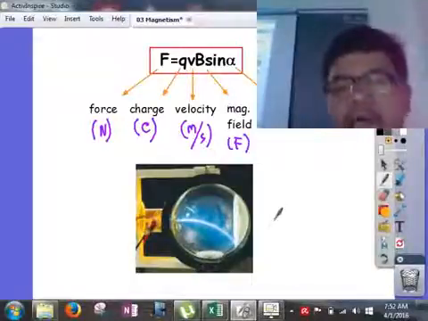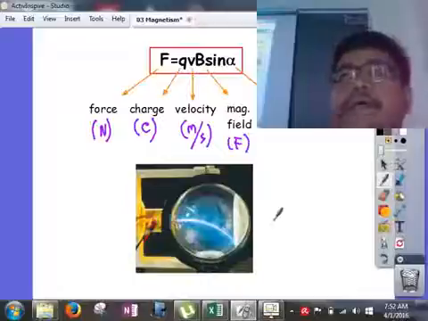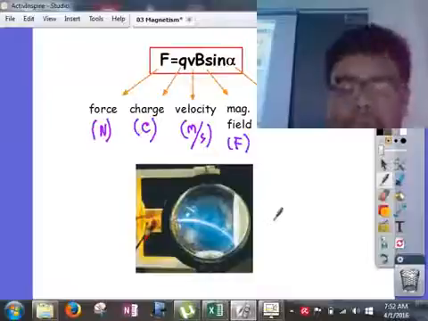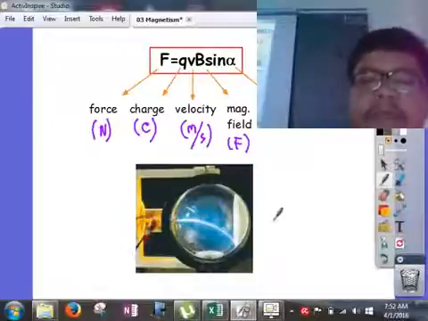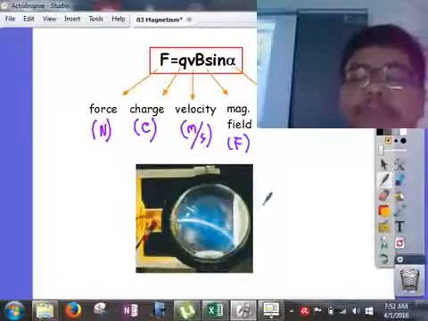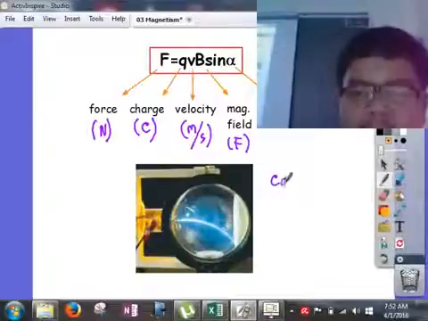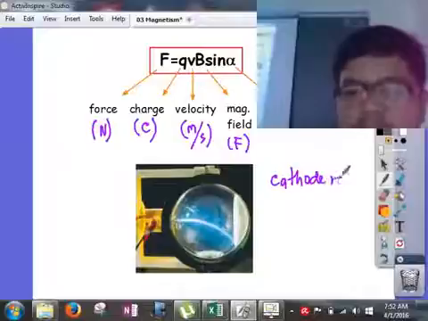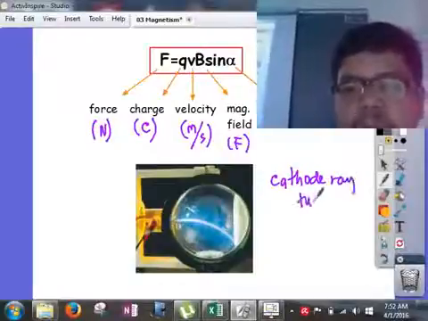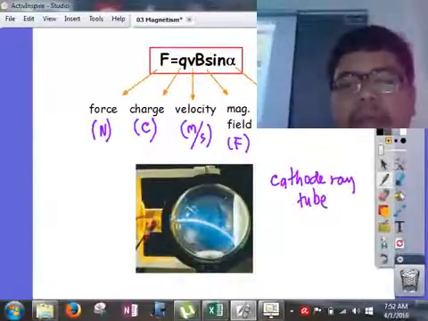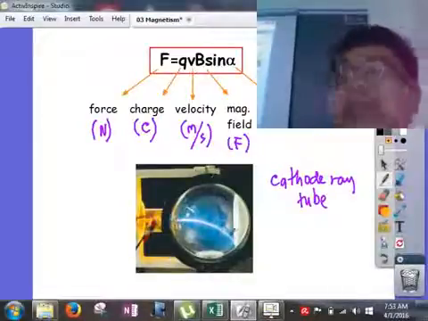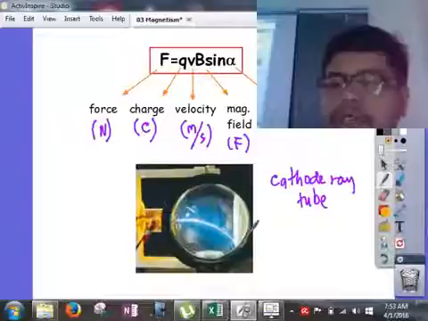So look at here. This is called a cathode ray tube. Actually, this is electrons being deflected by a magnetic field.